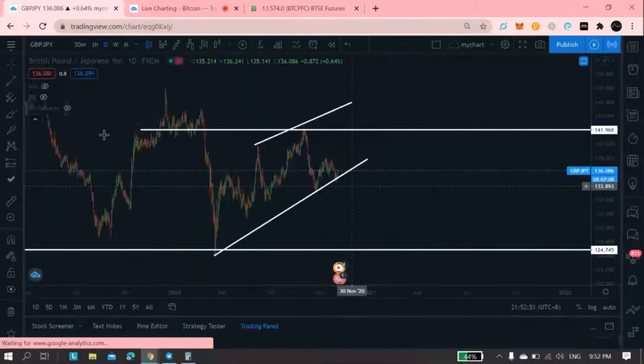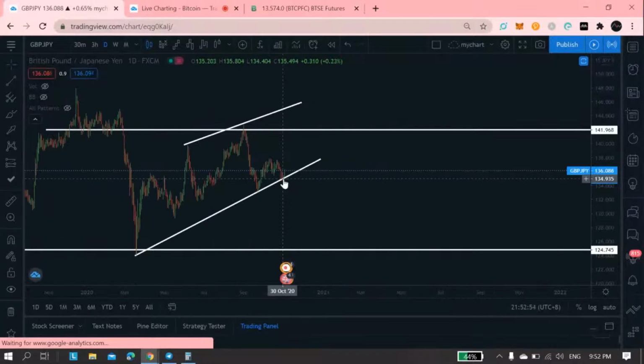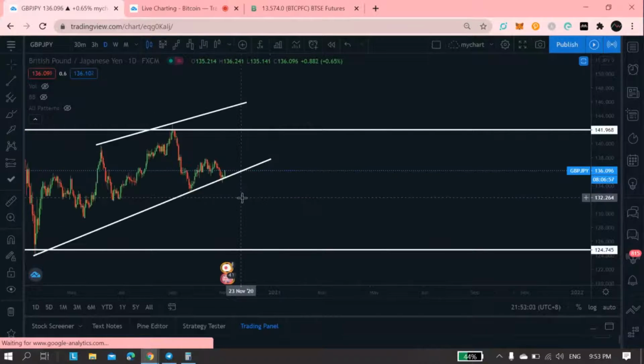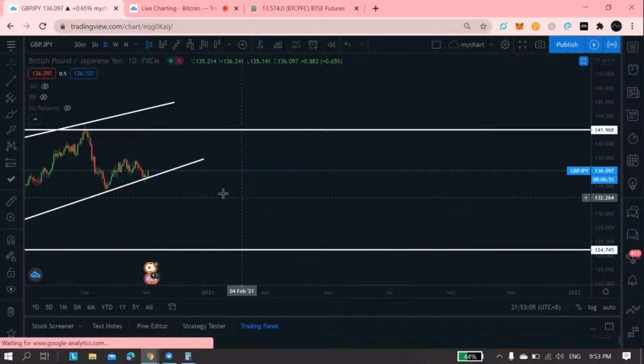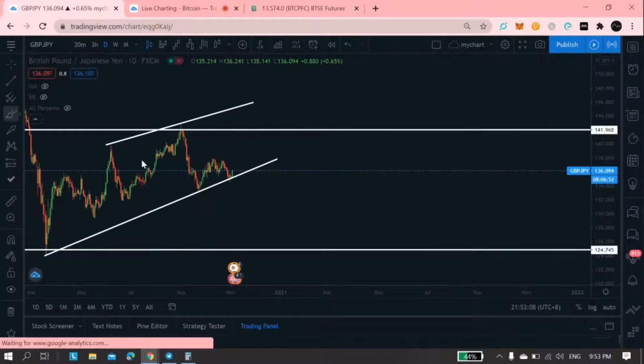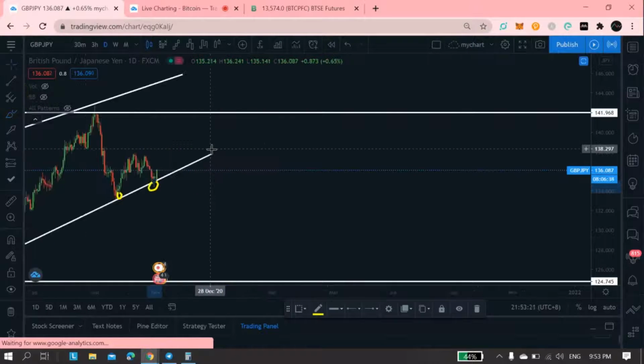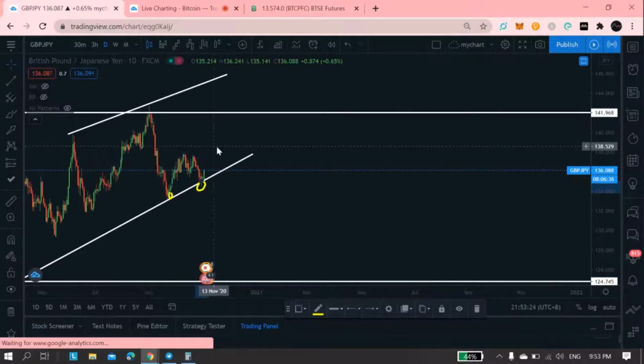So yeah, I think this is what I'm expecting for this British pound Japanese yen pair. This is the previous support area, and now it actually went down a bit, but that's a strong bullish candle, and could possibly, for me, retest this area around the 137 area.